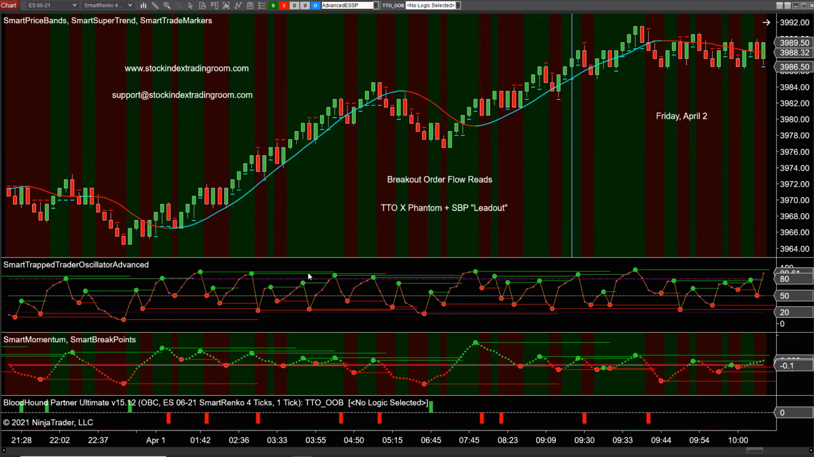Trapped Trader Oscillator, Smart Momentum, and then our last down here on the bottom, these are simply little vertical markers that alert us that Trapped Trader Oscillator is undervalued. It is overvalued. And we'll show you how that works as we do that.